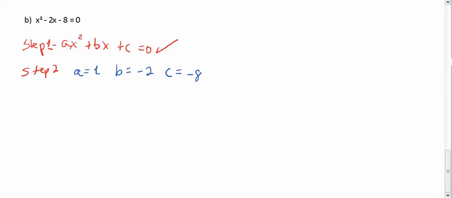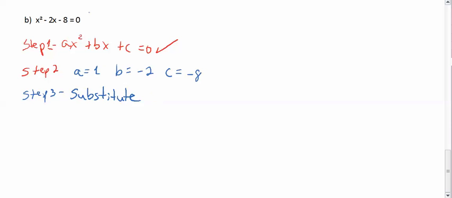So step 3, once we have our a, b, and c, then we're going to substitute. I don't think I spelled that right. Sorry, it's late tonight. There we go, that's better. I'm going to substitute.